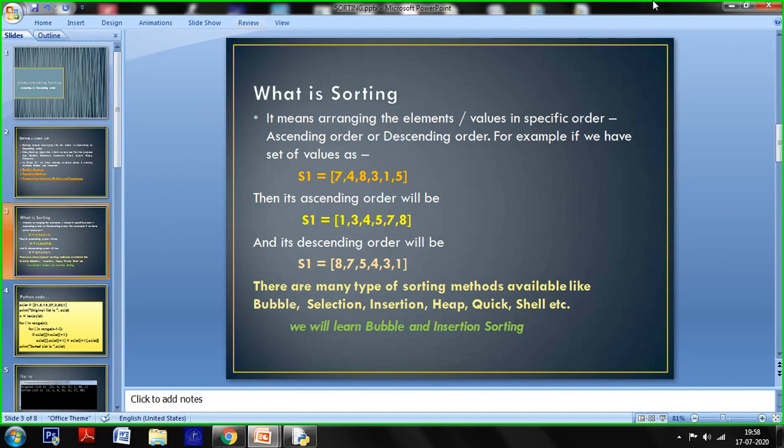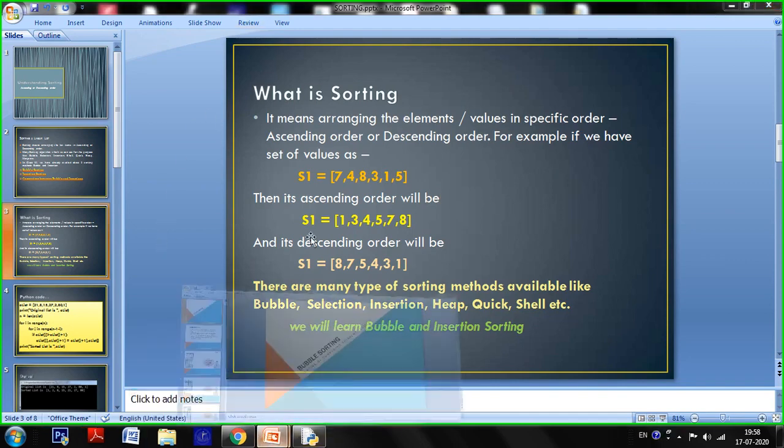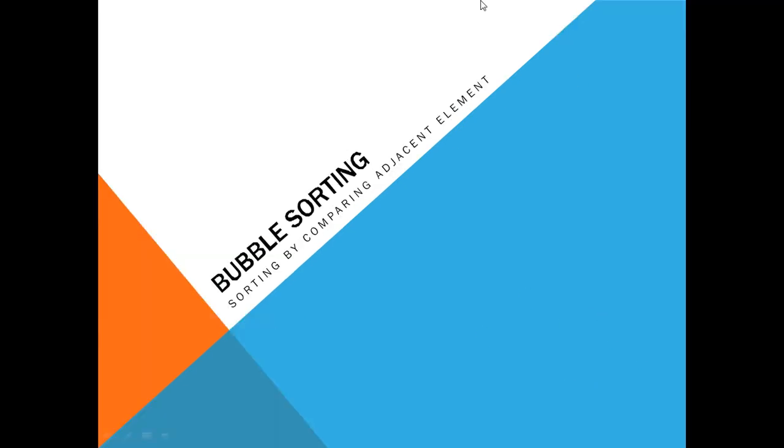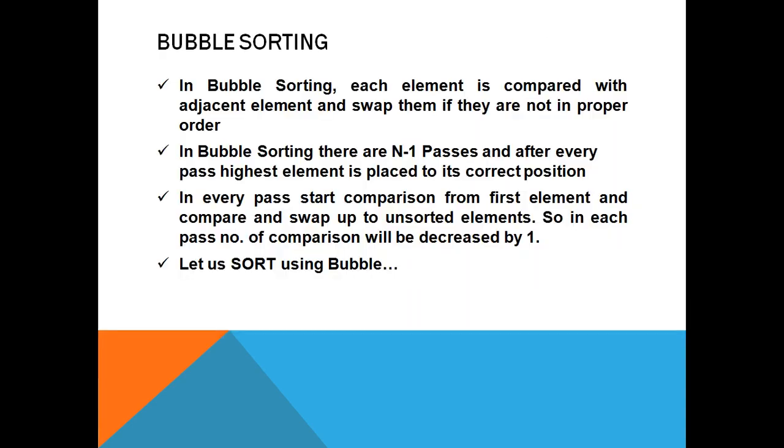Before moving on to the Python program, let us try to understand what exactly bubble sorting is. Last time I explained on the board exactly how bubble sorting takes place. Basically, in bubble sorting, the sorting takes place by comparing two adjacent elements. Each element is compared with the adjacent element and swapped if they are not in proper order. What do you mean by swapping? Exchanging. In bubble sorting, there are n-1 passes, and after every pass, the highest element is placed in its correct position.